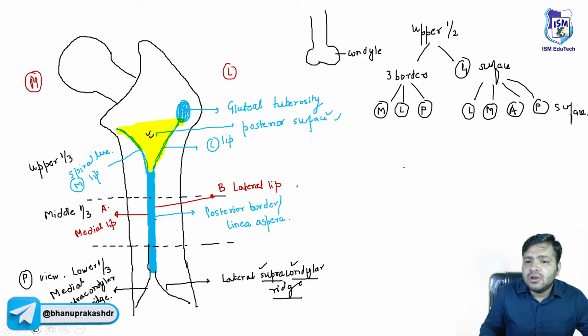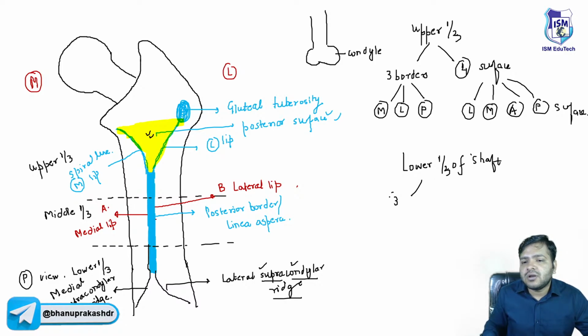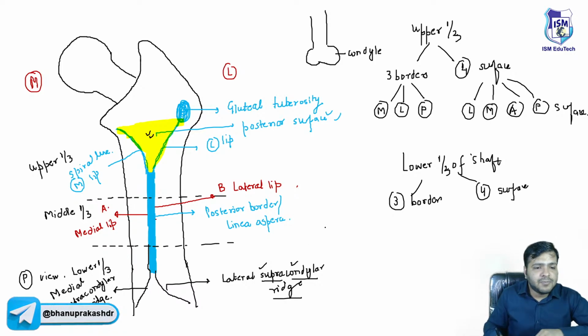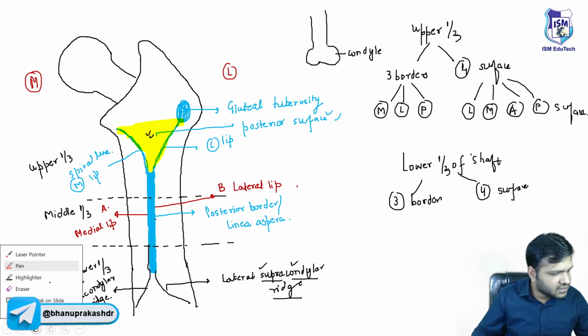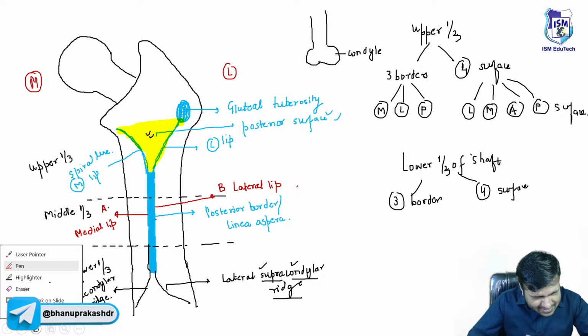So lower half may be beta, lower one third of shaft, sorry, upper one third likh lena, lower one third of shaft also you will get like three borders, and we have four surface. And beta, the surface over here is given a specific name that is called as the popliteal surface. Sorry, popliteal बोलो, patellar surface होगा बेटा, ठीक है? हाँ, sorry, popliteal ही है वो.